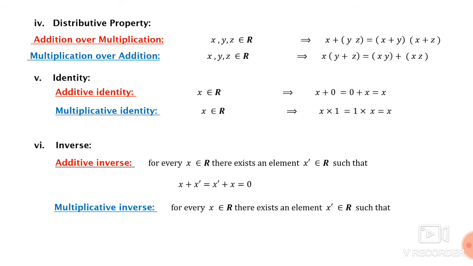Now, multiplicative inverse. For every x belongs to real number, there exists an element x dash such that x multiplied by x dash equals x dash multiplied by x is equal to 1. It means for every real number, there must exist another real number such that when we multiply those numbers, we will get 1 in the answer. Let us take an example.